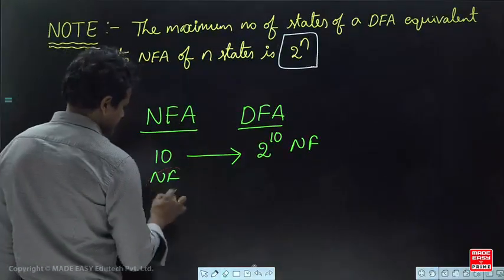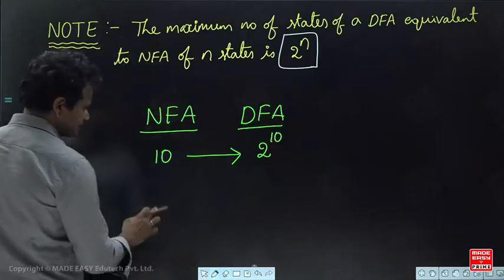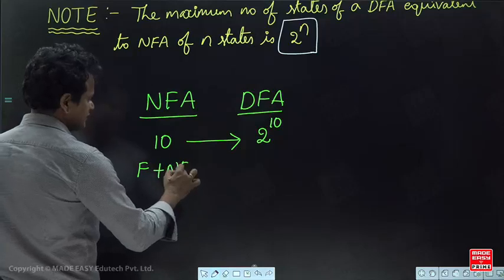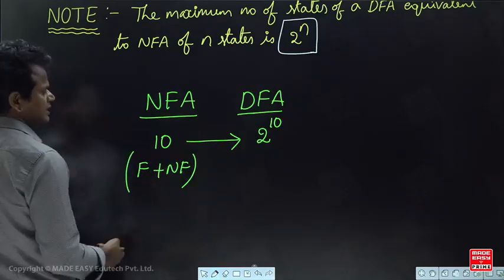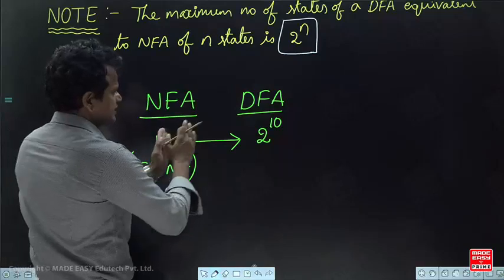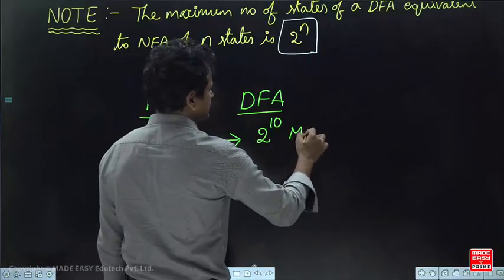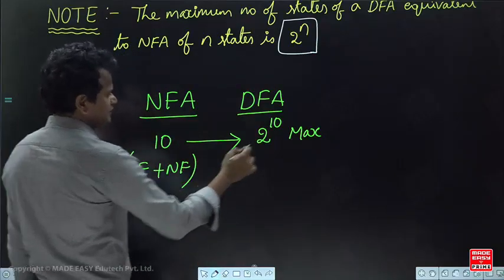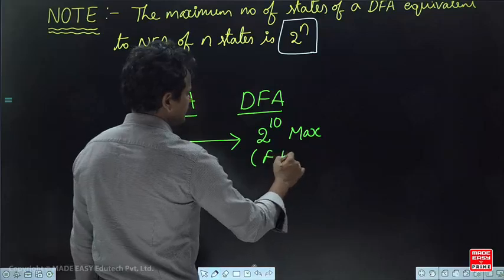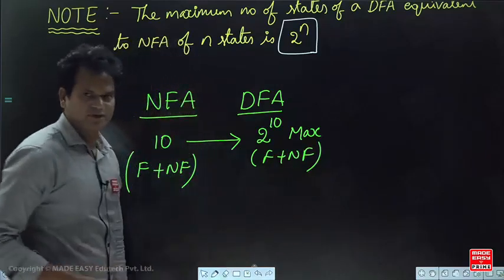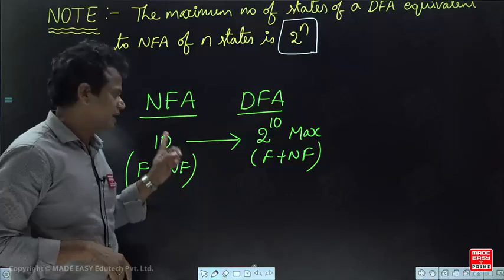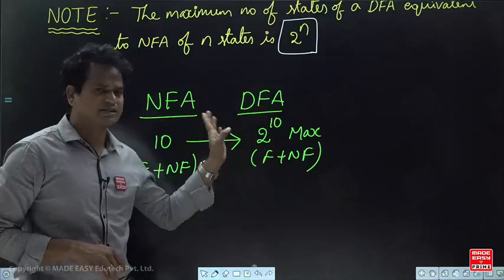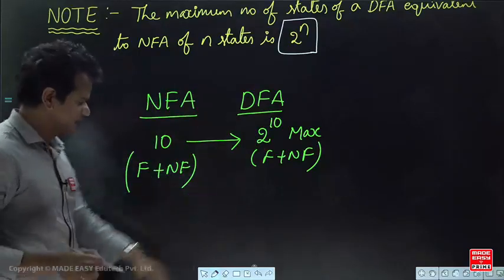Now, look at this guys. Suppose out of these 10, some are final, some are non-final. Anyway, if there are 10 states, if I convert into a DFA, I will get 2 power 10 maximum. Then when the NFA has some final, some non-final, in the 2 power 10 also, some are final, some are non-final. Okay? Now listen guys.